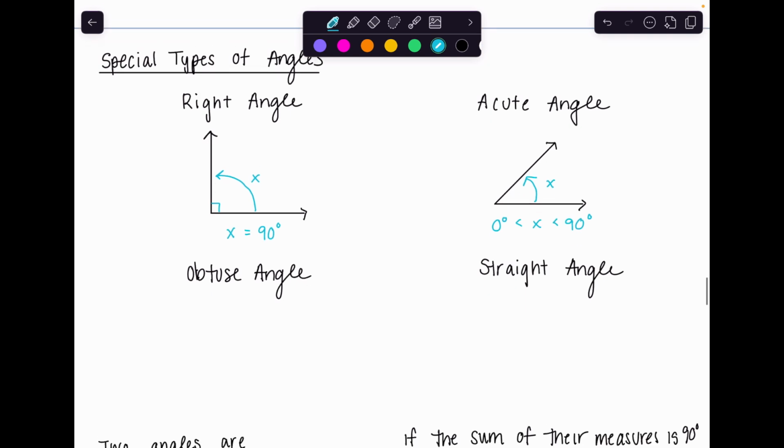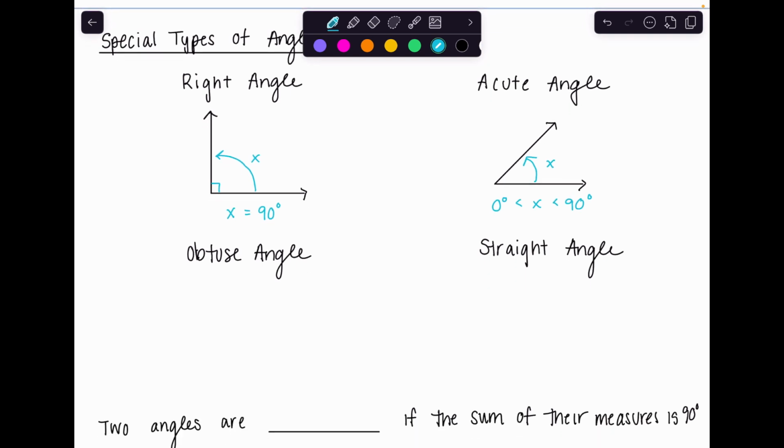If you think of obtuse, usually obtuse people are kind of bullheaded or strong or big. So an obtuse angle is going to be bigger than 90 degrees, but it is going to be less than 180. So if this is our angle X, this is something bigger than 90, but less than 180.